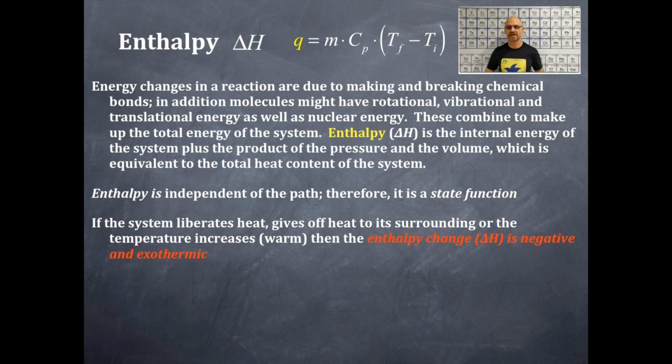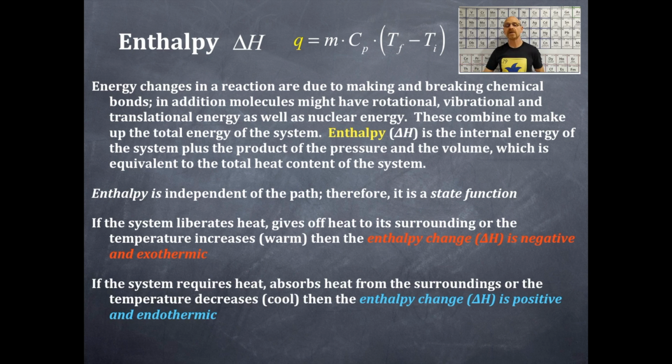If the system liberates heat, gives off heat to its surroundings, or the temperature increases, i.e. it warms, then the enthalpy change is negative and it's called exothermic, like an exoskeleton. If the system requires heat, absorbs heat from its surroundings, or the temperature decreases, i.e. cools, then the enthalpy change, delta H, is positive and endothermic. Like an endoskeleton, like us humans.